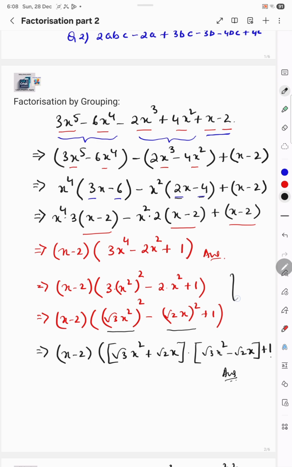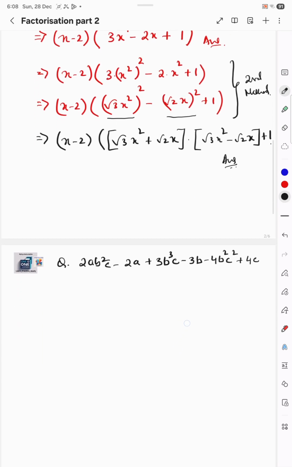So in this part we have used the second method also. So this we'll see as we go ahead with examples. Okay, now let's take the second example.